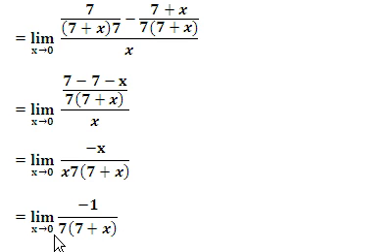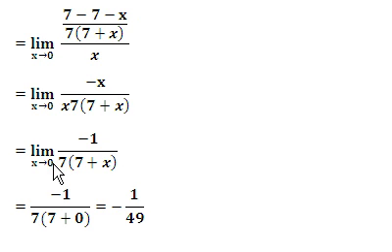Now we can go ahead and do the direct substitution. So I substitute the 0 in for the x, then we simplify it down to negative 1 over 49, and that's what we claimed our limit was equal to.